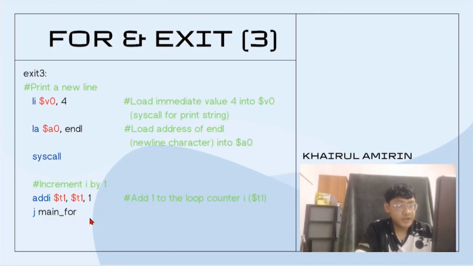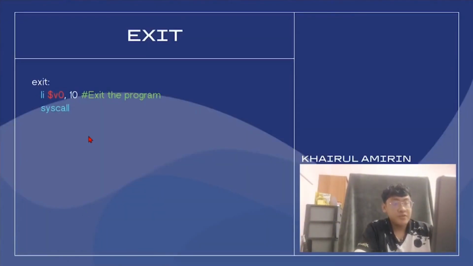So after that, after the pyramid is shown on the screen, the program will exit using load immediate register V0 10, and then it will syscall in the exit section. Syscall is basically system call. So that's all from me. Thank you.